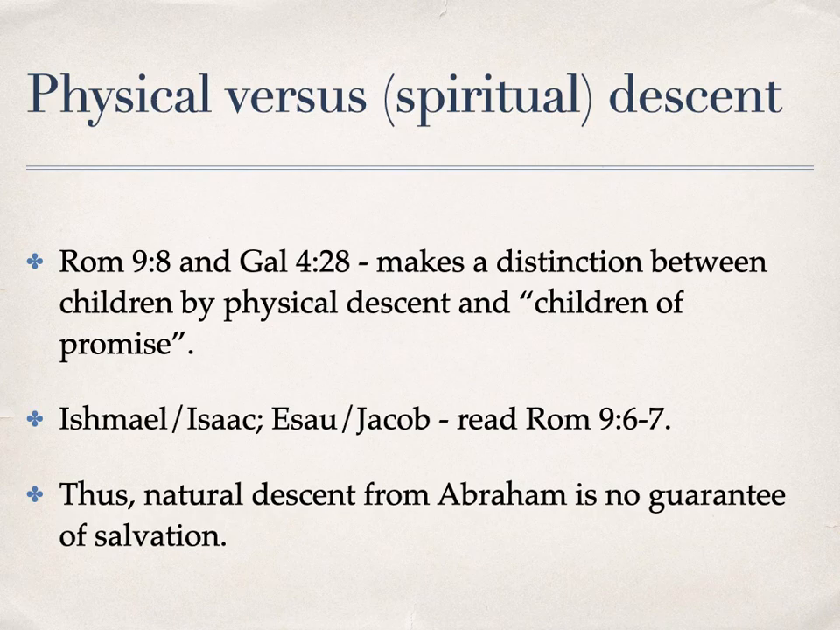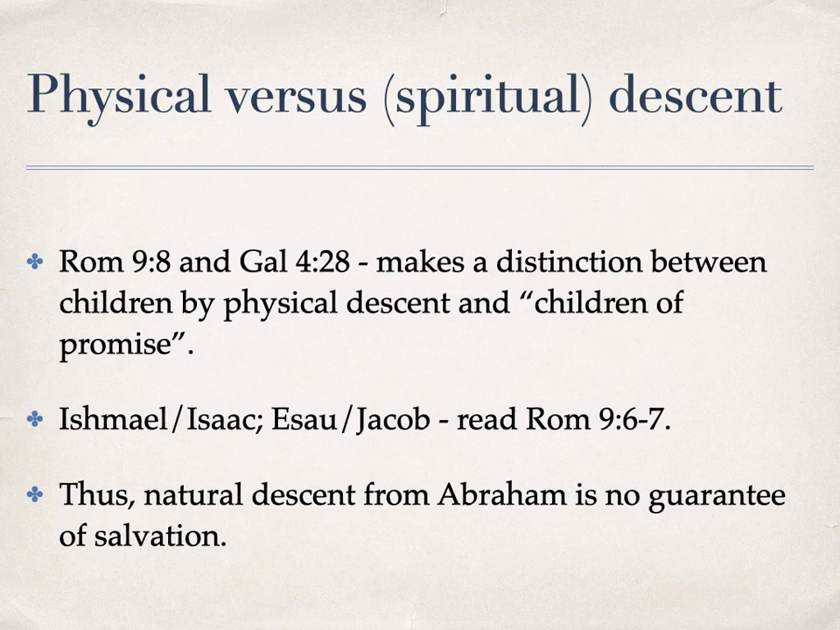For example, Ishmael and Isaac, both of them are sons of Abraham. Ishmael is the elder one, Isaac is the younger one. But Ishmael, according to Paul, is a son of physical descent, born of a slave, Hagar, an Egyptian slave. Isaac, on the other hand, is a child of promise, because God promised Abraham that Sarah will have a child. How about Esau and Jacob?